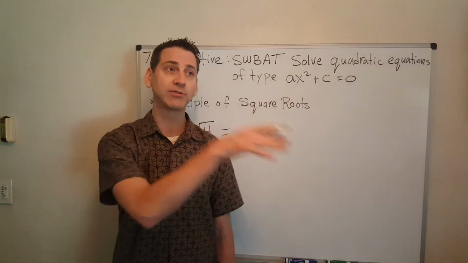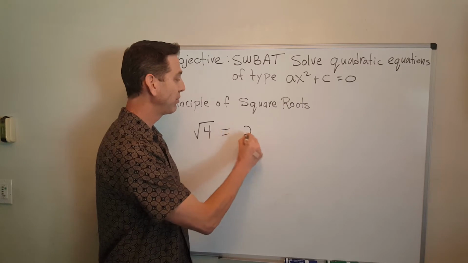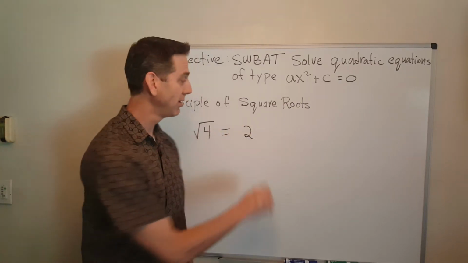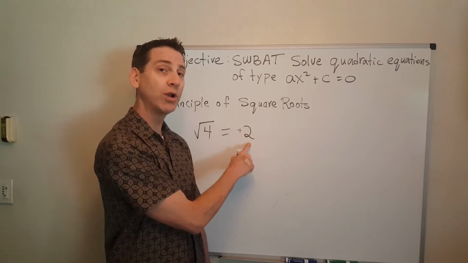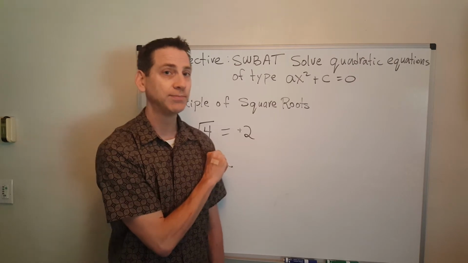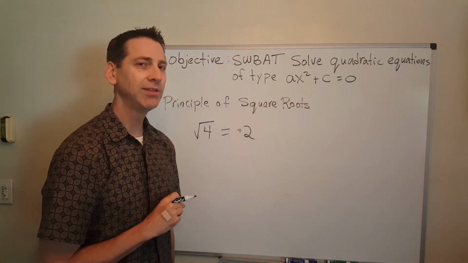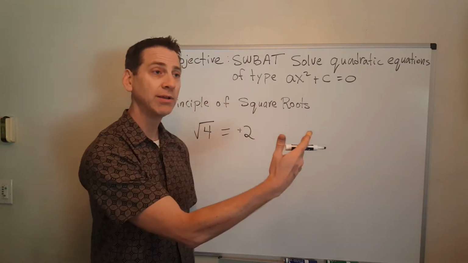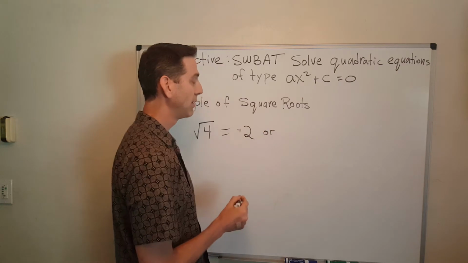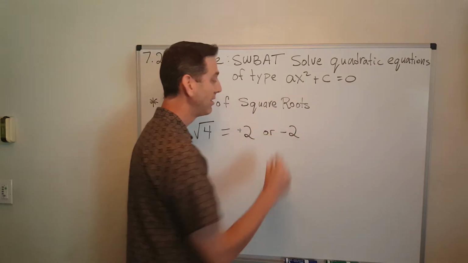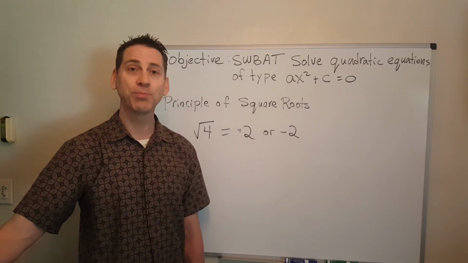Can you think of a number that when squared equals 4? Well, you probably guessed it, 2. 2 squared is 4. Therefore, positive 2 is a square root of 4. But there's actually another one. Can you think of another number that when squared gives you 4? Well, how about negative 2? Negative 2 times negative 2 is positive 4.